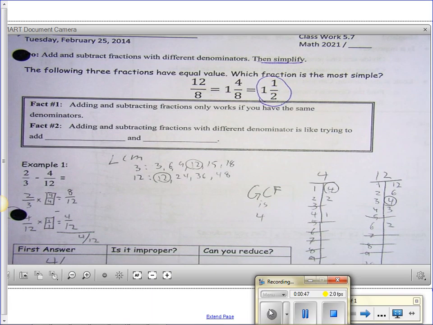Read fact number 1 as I read it aloud. Adding and subtracting fractions only works if you have the same denominators.